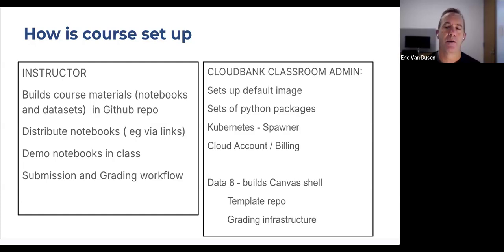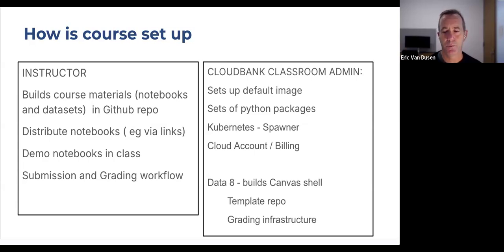The admin, and this is what CloudBank Classroom is doing, is setting up a default image that's going to work for 99% of cases. So there's the Python package list that is in it. There's this Kubernetes spawner that, as people log in, makes more resources available, and handles the cloud account and the billing. The hope is that if we consolidate lots and lots of users using a small amount of cloud, we can efficiently just pay for that cloud through the grants and through CloudBank itself.